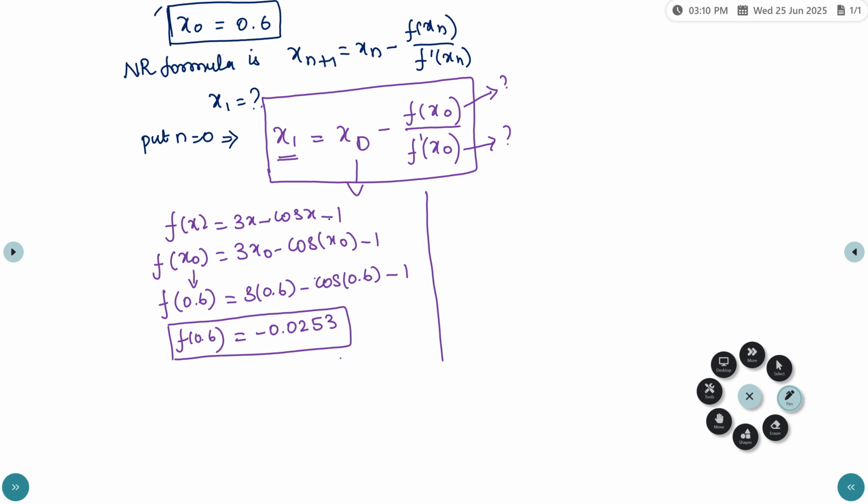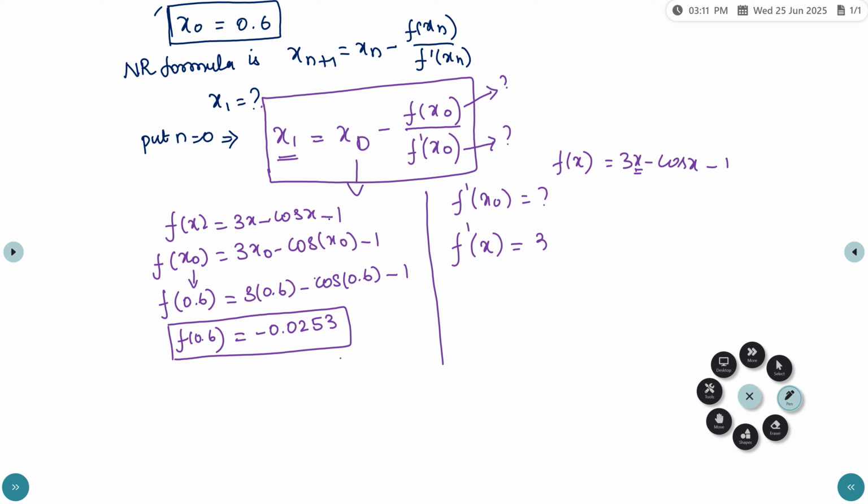Next, f dash of x naught. How can we find f dash of x naught? First, we have to know what is f dash of x. f of x is 3x minus cos x minus 1. So, we are going to differentiate this.